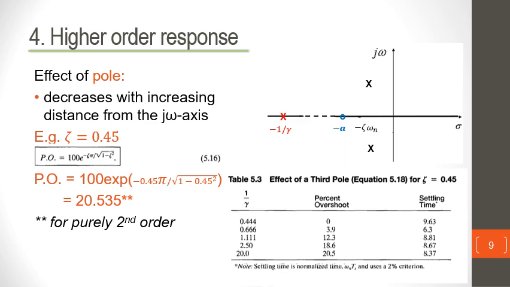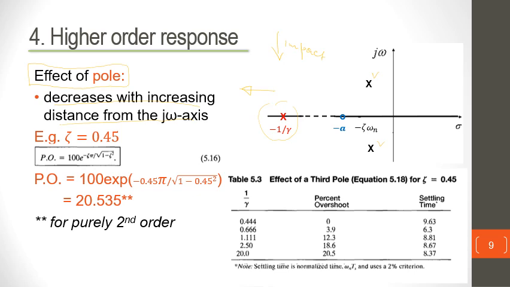So to recap, we have just established that with regard to the effect of the pole, the response is dominated by the dominant poles which are close to the imaginary axis, and the effect of any other pole, such as this one, decreases with increasing distance from the imaginary axis. So as the pole goes that way, its impact goes down.